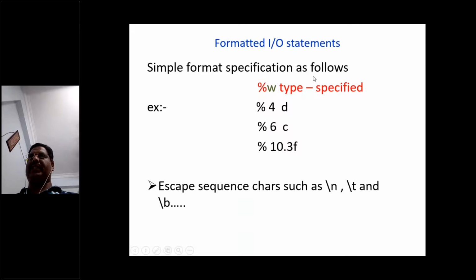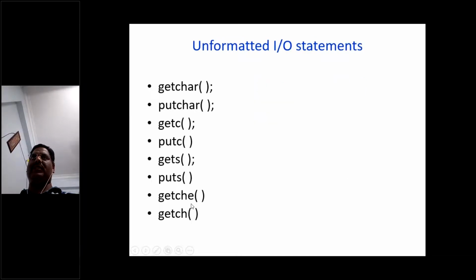The simple format specification is %w, where the type specifier also gives you the number of columns. The escape sequence characters such as \n and \t give you spaces. The \n is for a new line, and \t is for a tab space that we can use for some kind of designing. We can go with all these kinds of things.